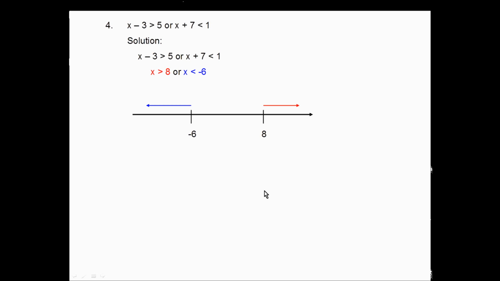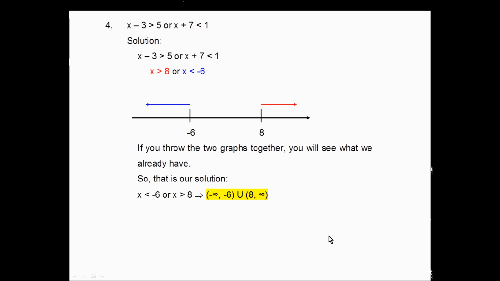x less than negative 6, or x greater than 8. For interval notation, minus infinity to minus 6, union 8 to infinity. Okay, so this is our funny looking answer. Remember, the and would have given us no solution because there was no overlapping. So with an or, if there's no overlapping, you get the union of two separate intervals. So or, with no overlapping, you get two separate intervals.